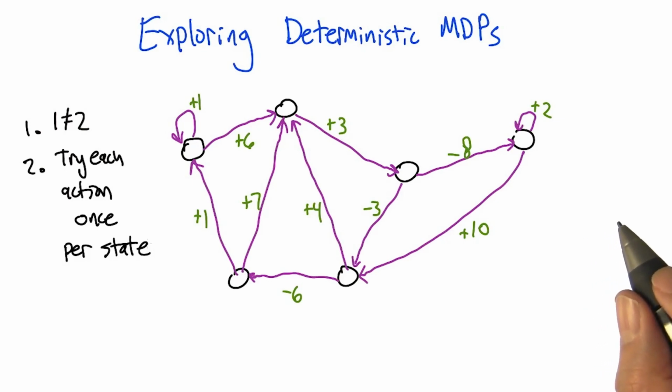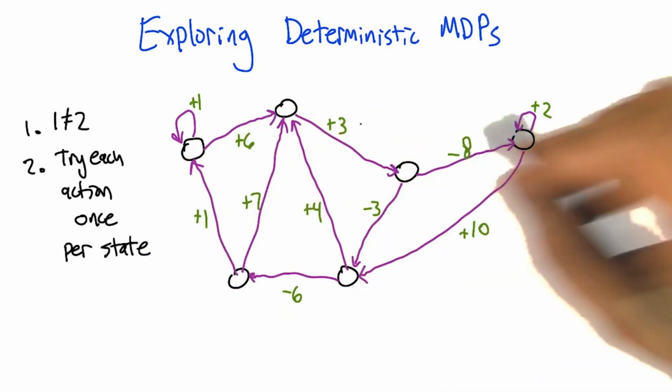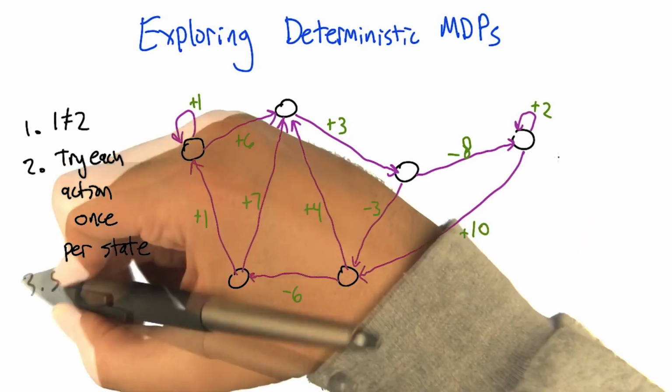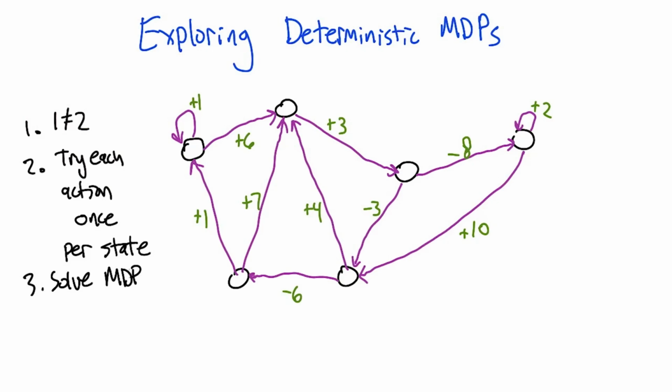Okay, well, you're kind of onto something. It's certainly the case that once we've tried each action in each state, then we can actually build the entire MDP and solve it. The question is, what do we do along the way? What do we do when we don't have the whole MDP yet? Maybe it's not entirely clear.